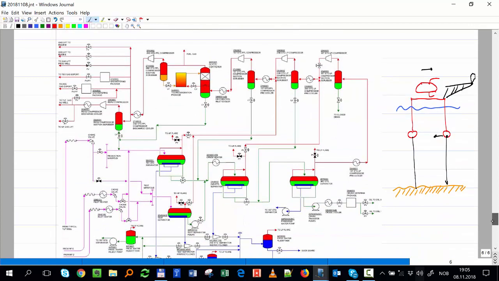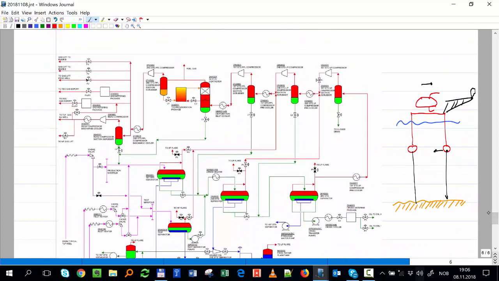And that's it. Okay, so I'm not sure, maybe we could go through the medium separator. For the second stage, we go first to the cooler, then to the scrubber, then to the compressor, and then to the cooler of the high pressure. Okay, so exactly the same.